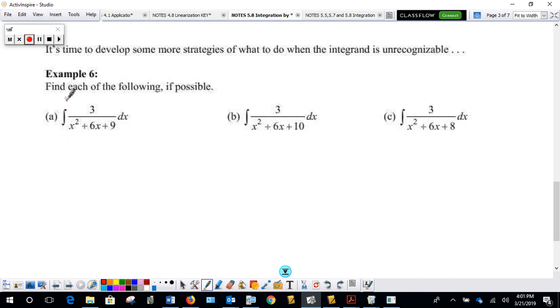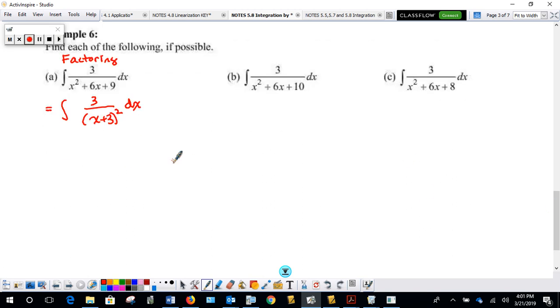One of the algebra techniques that you are going to do is to try factoring. If you see something like this, do you see how this is a perfect square? That's really what makes this nice. If I factor that bottom, I'm going to have x plus 3 squared dx. And so by doing a little algebra on this, I can turn this into something that I can do a u substitution on. I can let my u equal x plus 3. My du would equal dx.